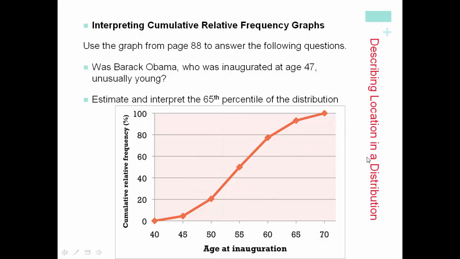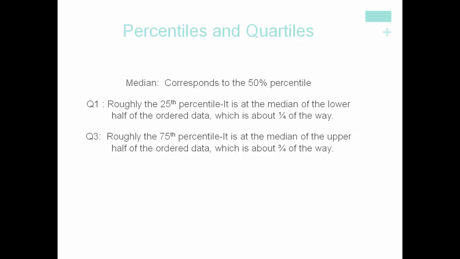So here was Barack Obama, who was inaugurated at age 47, unusually young. We can answer that by looking at our graph. We can also estimate and interpret the 65th percentile. So watch how this would look. At age 47, we can see where that lands on the graph. Then we can estimate about what the percentage would be, roughly 11%. At the 65th percentile, we can see where that lies on the distribution, and then check to see about what age that would fall at, and in this case, 58.